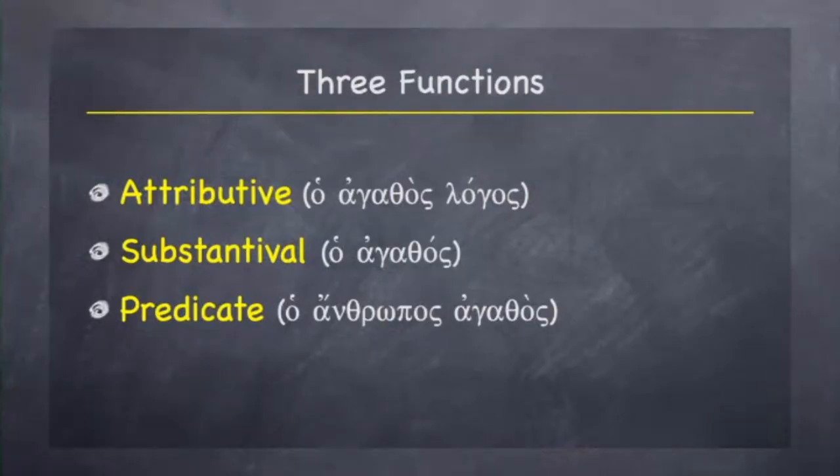So if you came across something like ho agathos logos, you look at logos and it's a nominative singular masculine, and so the article ho and the adjective agathos likewise have to be nominative singular masculine. So that's real straightforward for attributive adjectives. I should say that provides a nice double check, by the way.